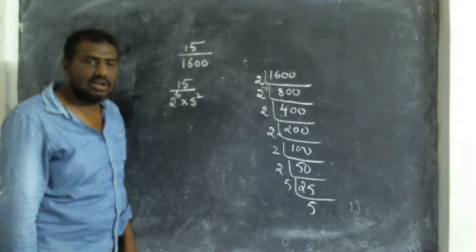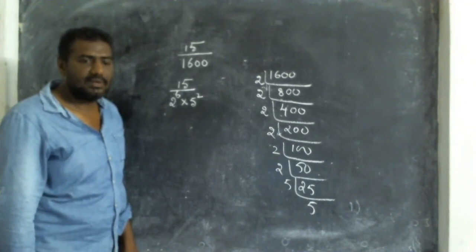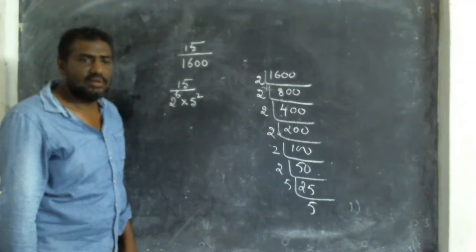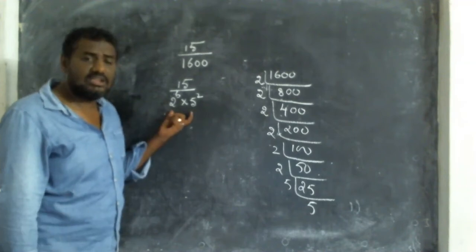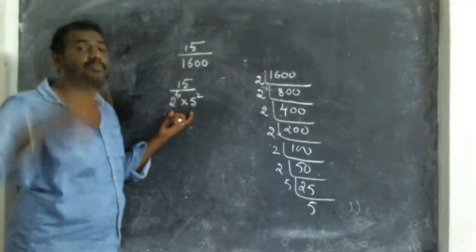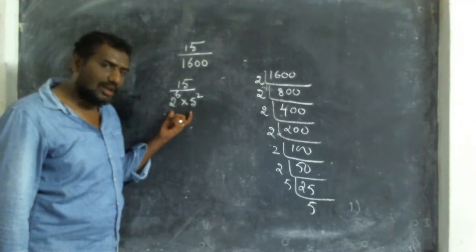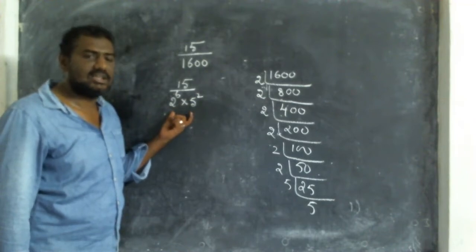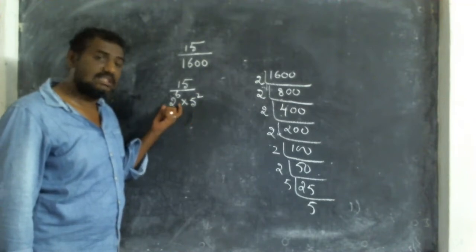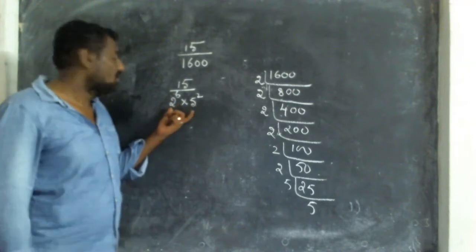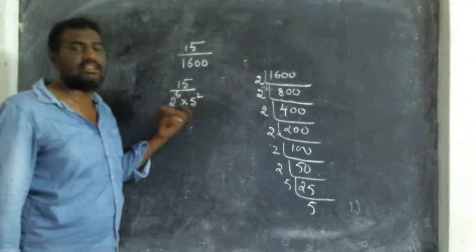Why is it called terminating? Very simple. The denominator is in the form of 2 power and 5 power. Here 2 power is there and 5 power is there. So we can say it is terminating. Only 2 power 6 there, we can say it is terminating. Only 5 power 2 also we can say terminating. But here both are there, also we can say it is terminating.